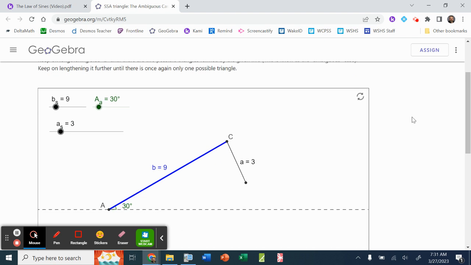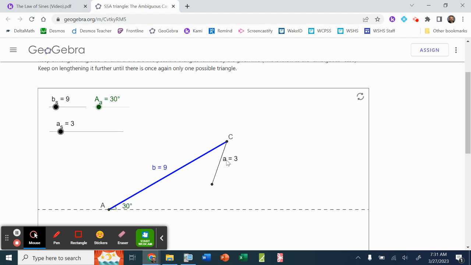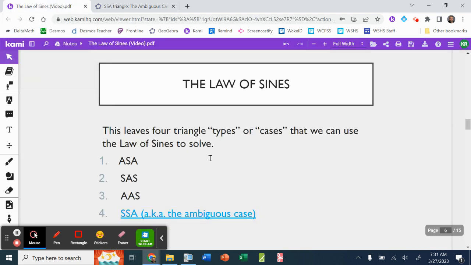So this is a GeoGebra model of the situation where we have the ambiguous case. Notice we have side A, we have side B, and we have angle A. And angle A happens to be the angle that is not formed by the two sides. So if we go back and look at our cases here, we'll see that when we have two sides, the only way the law of sines will work for what we're doing is if it's the angle formed by the two sides, like right here in case 2.